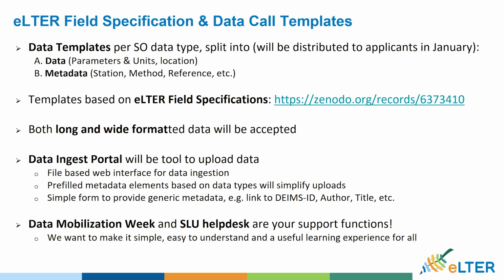So what we are working on with the system developers and also with the protocol authors, together with Teresa and James, is data templates per standard observation data type. So the 6 different data types, or the 6 different SOs that were presented by James and myself on one of the first slides, will be split into 2 templates each. So we will have one clear template for the data, where you really can put in your data, meaning the parameters and units based on the controlled vocabulary we are establishing together with the SO protocol authors, and location reference. That's the only thing that goes into this data template.